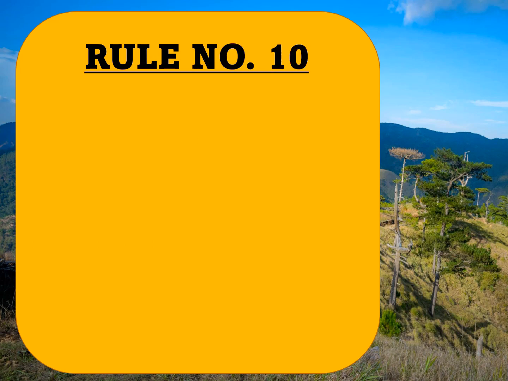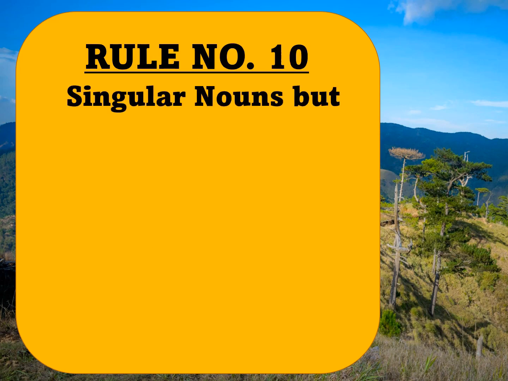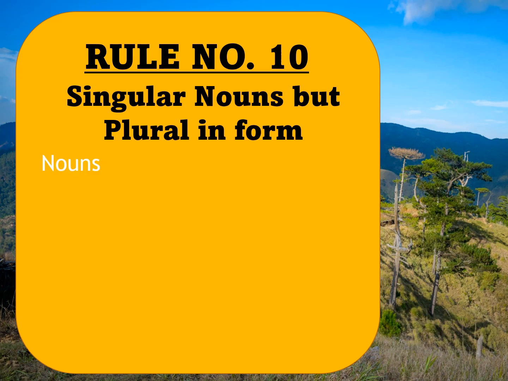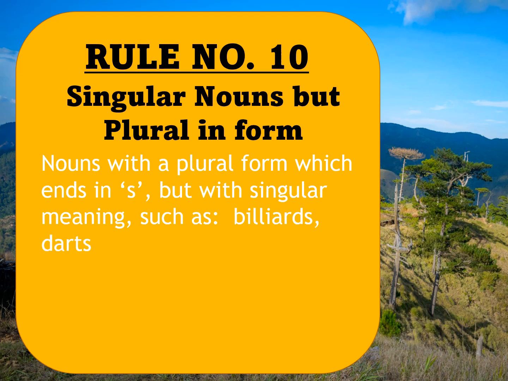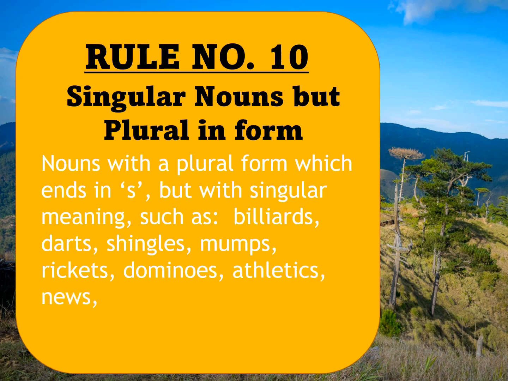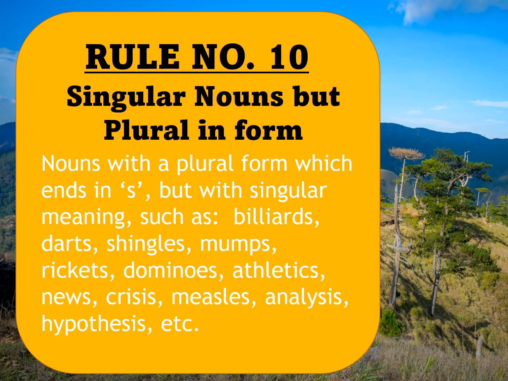Rule number 10, singular nouns but plural in form. Nouns with a plural form which ends in s, but with singular meaning, such as billiards, darts, shingles, mumps, wicket, dominoes, athletics, news, crisis, missiles, analysis, hypothesis, etc.